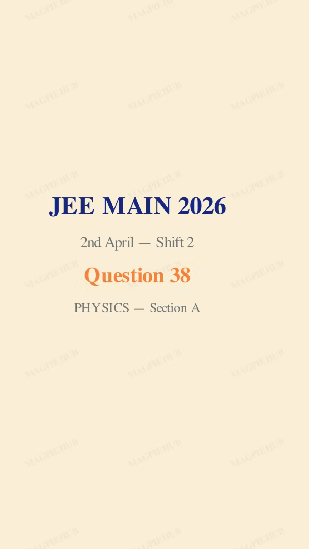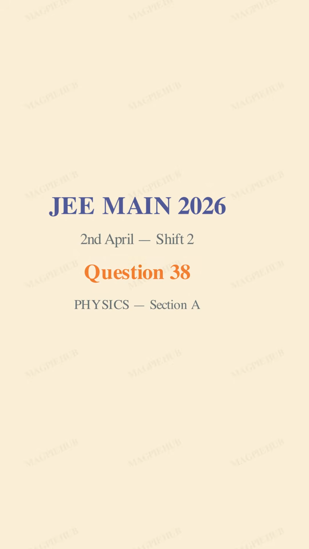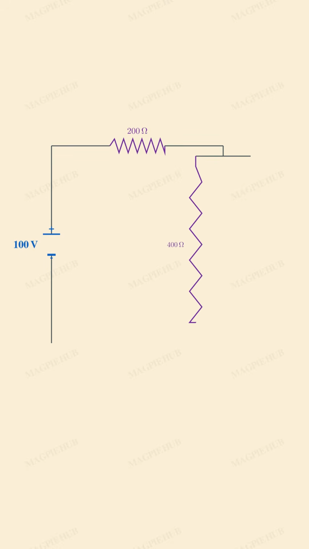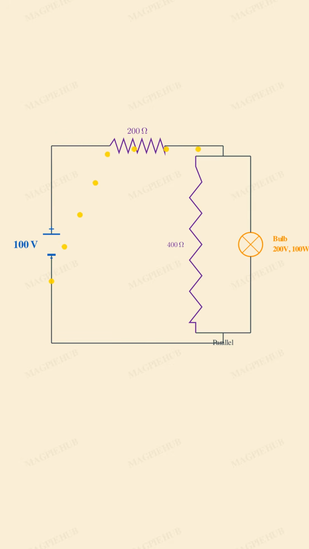JEE Main 2026, 2nd April Shift 2, Physics Section A, Question 38. Let's draw the circuit. We have a 100-volt battery connected in series with a 200-ohm resistor. After the resistor, the circuit splits into two parallel branches, a 400-ohm resistor on one side and a bulb rated at 200 volts, 100 watts on the other.